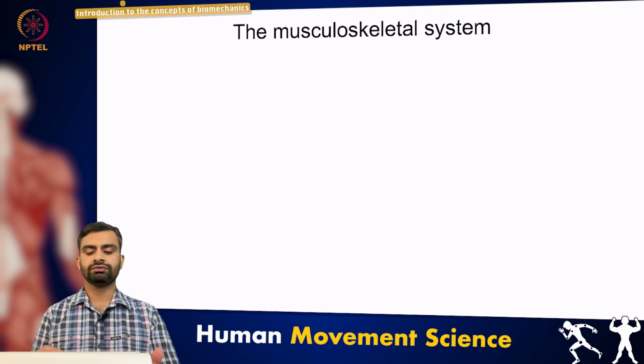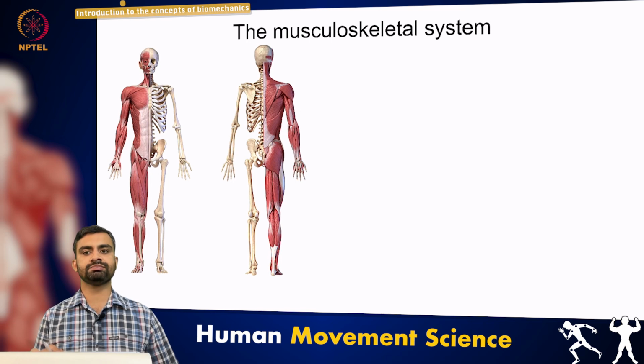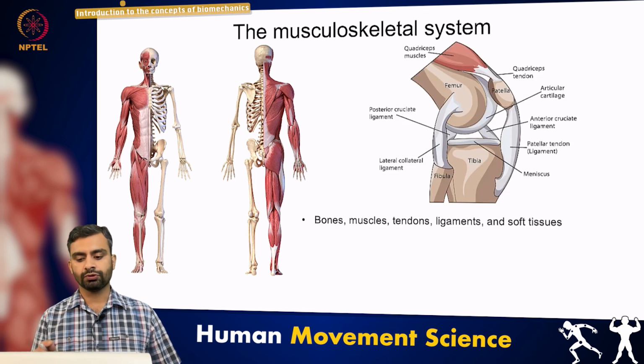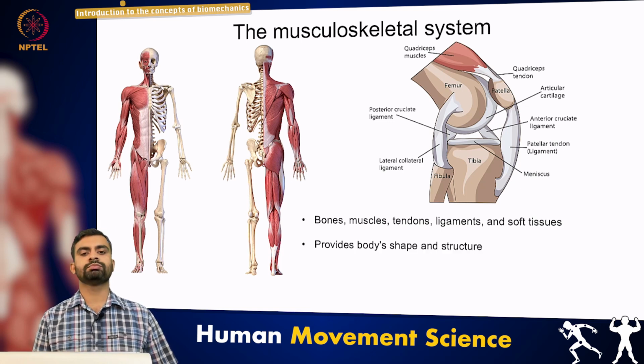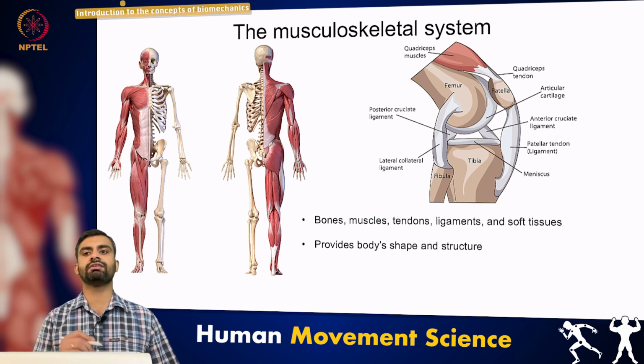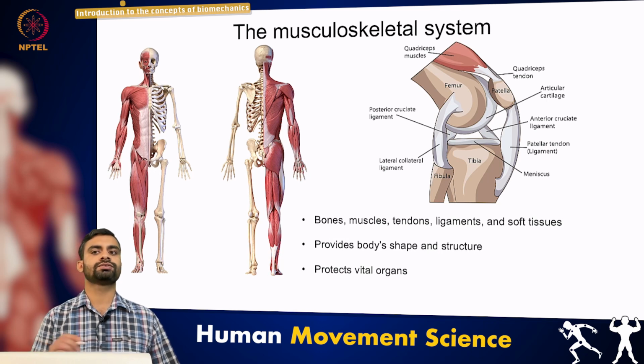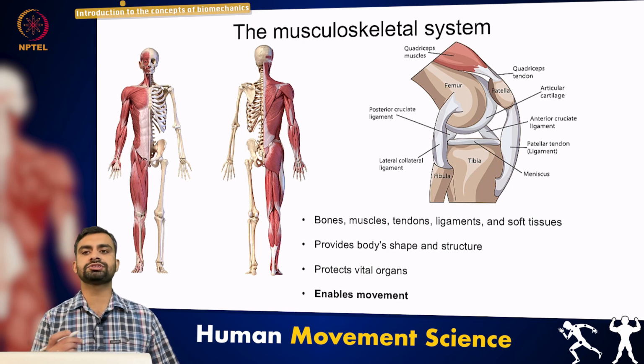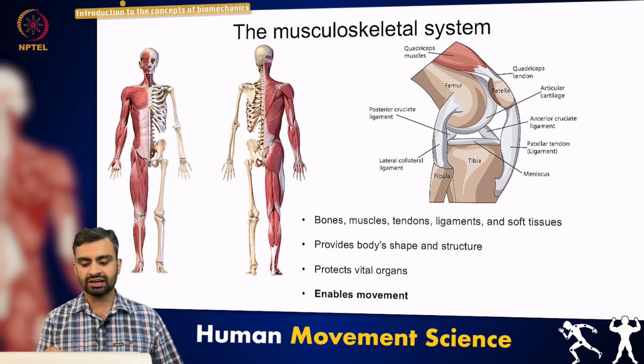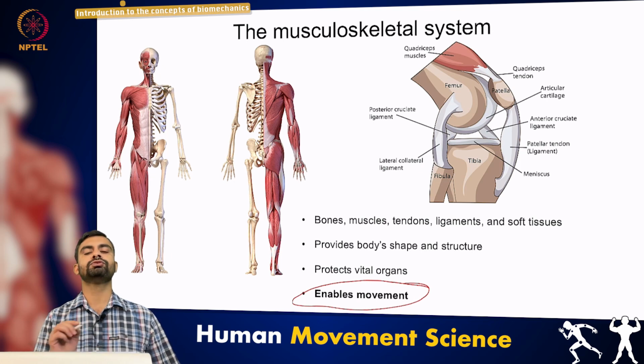In the previous module, we studied the muscular and skeletal system, which consists of bone, muscles, tendons, ligaments and soft tissue. The musculoskeletal system provides the body its shape and structure. Let us assume there is no musculoskeletal system. Then our bodies will be nothing but a sack of gel. The musculoskeletal system also helps to protect the vital organs of the body, such as lungs and heart, from external forces or trauma. However, our main reason to study the musculoskeletal system in this course is because of its importance in movement production.